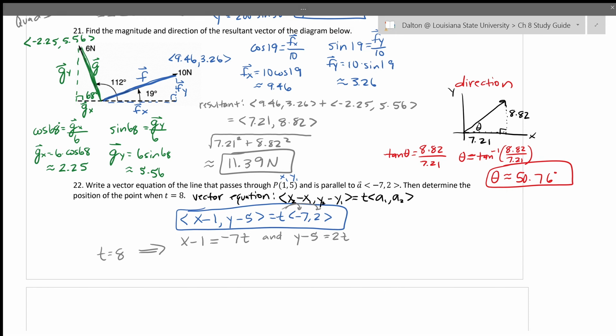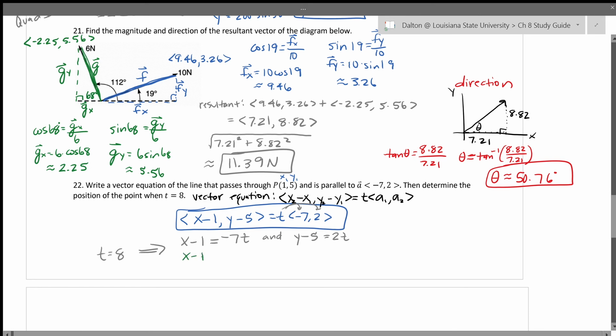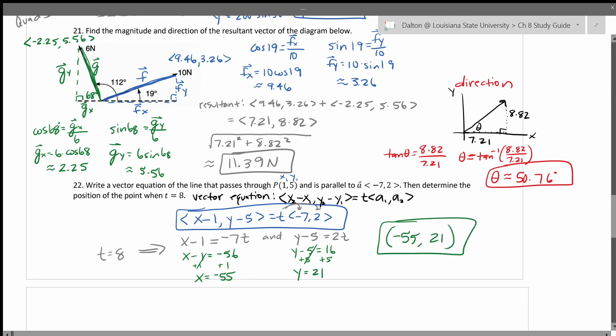So if we do that, that's going to be x minus 1 equals negative 7 times 8, which is negative 56. If we add 1 to both sides, we get x is equal to negative 55. Do the same thing for the second equation. Y minus 5 equals 2 times 8, which is 16. Add 5 to both sides. Y is equal to 16 plus 5, which is 21. So the coordinates at time 8 seconds will be negative 55, 21. So there's the second part to that answer.